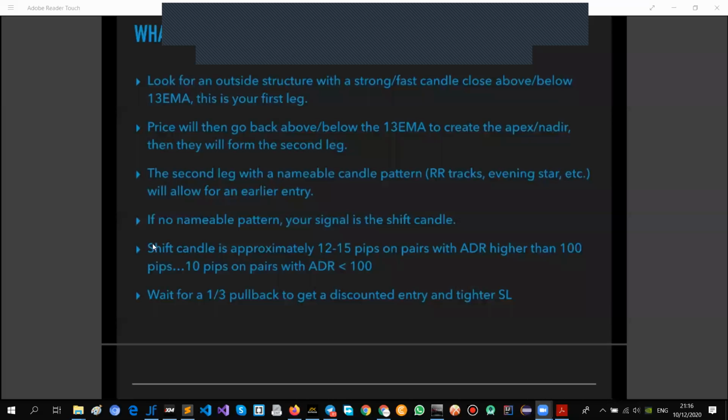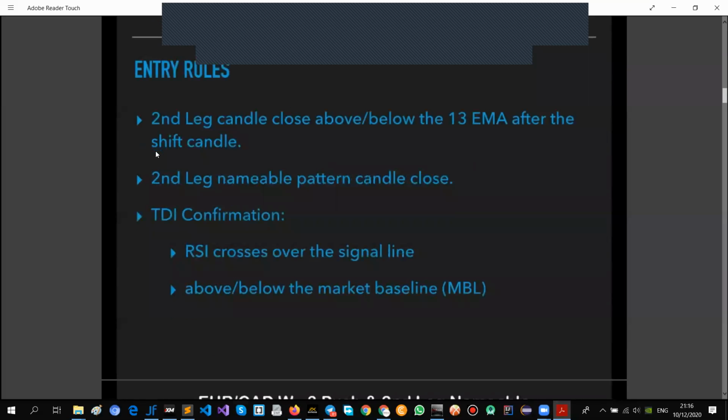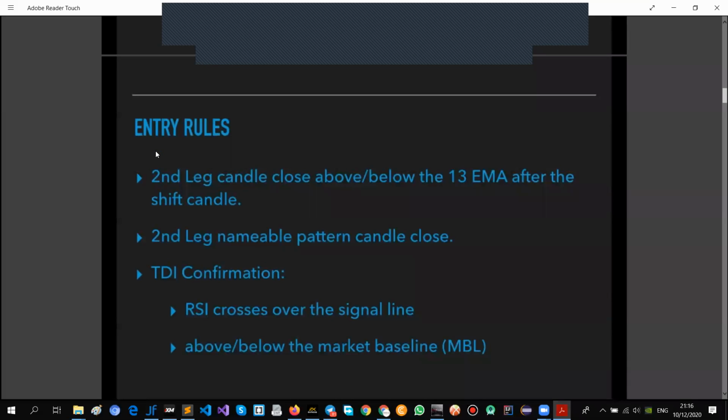Moving on, the entry rules, these are the important ones. The second leg, for those who have done BTMM, for those who are still getting into BTMM, just make sure you get this part once more. Revision always makes it better. The second leg candle must close above or below the 13 EMA. We have been saying this from today's live session, from yesterday's session. This is very important. The second leg closes above or below the 13 EMA after the shift candle. I'll be showing you trades on this.